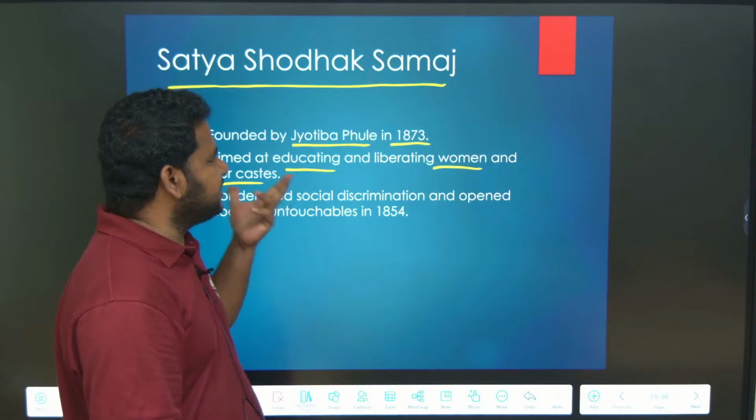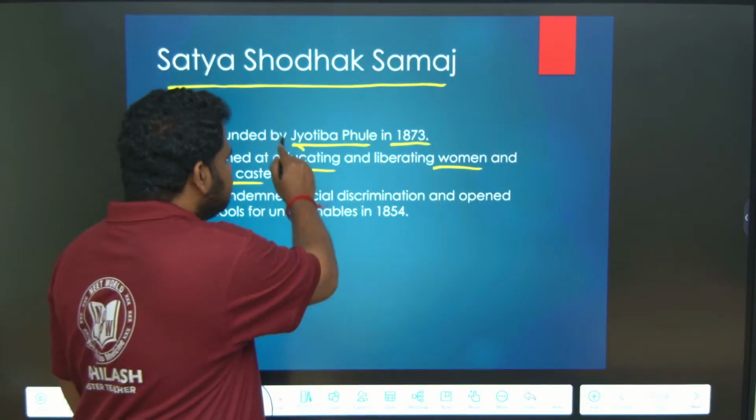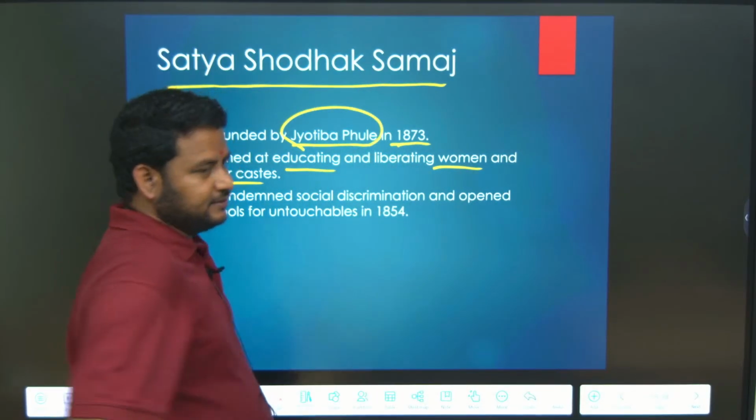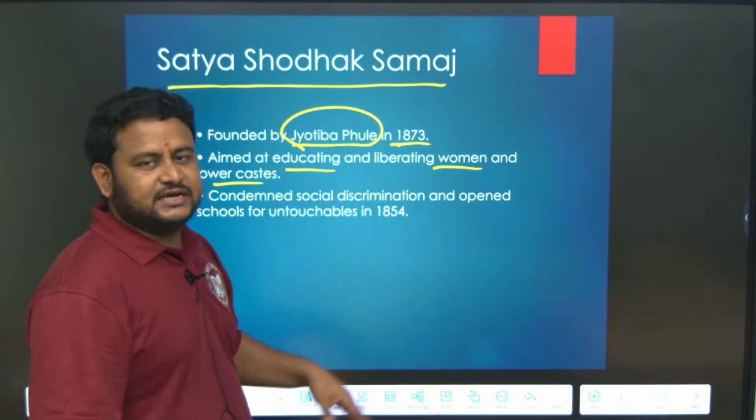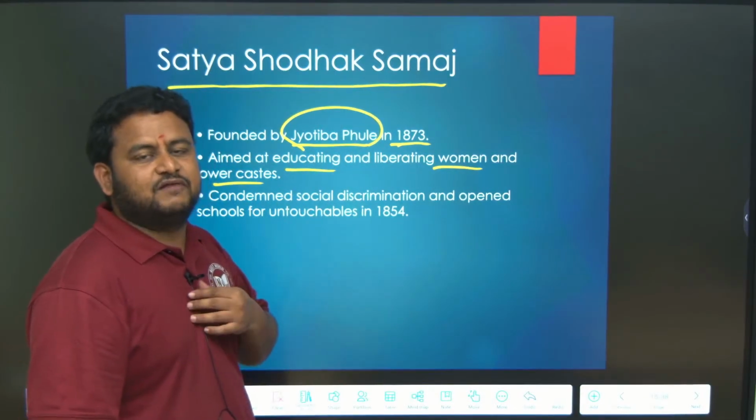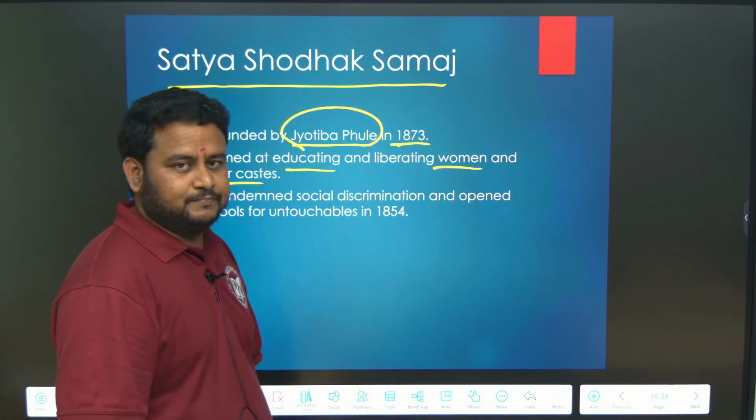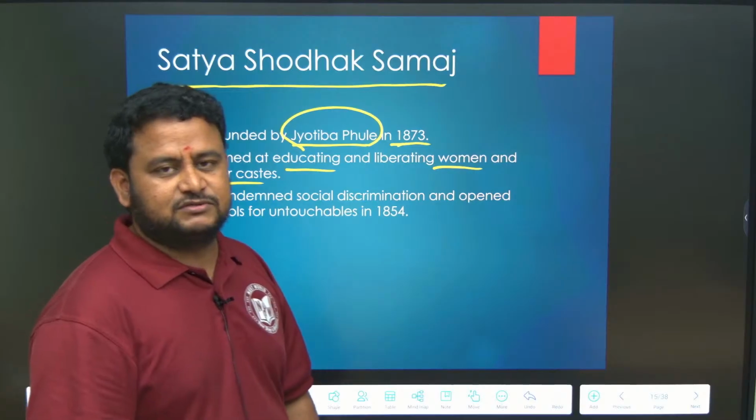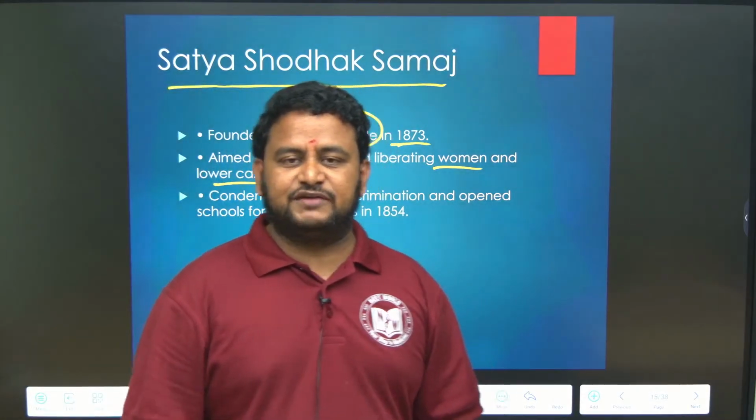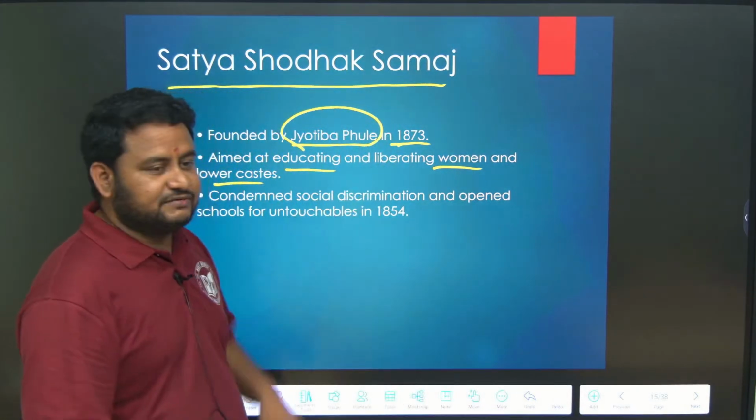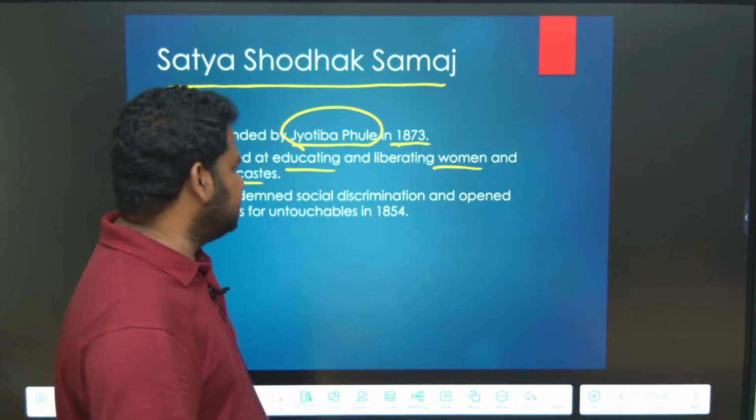Satya Shodhak Samaj was started by, most importantly, remember the name Jyotiba Phule, in 1873. They can give various organizations and ask you to arrange them in chronological order of formation, from earliest to latest. For example, Arya Samaj was founded by Swami Dayananda Saraswati in 1875, but Satya Shodhak Samaj was in 1873, before Arya Samaj. That is what you have to remember.